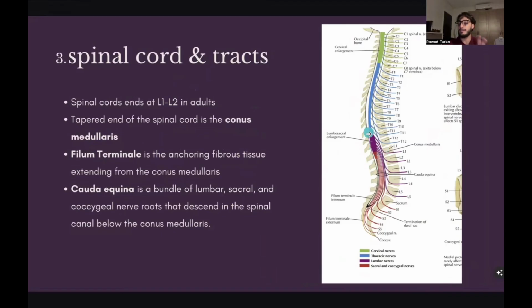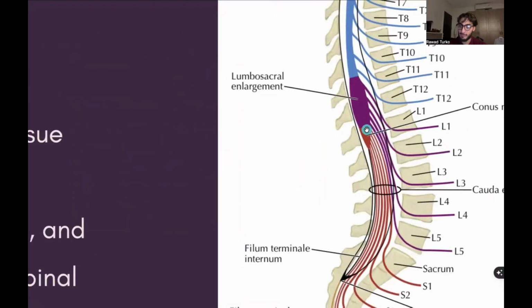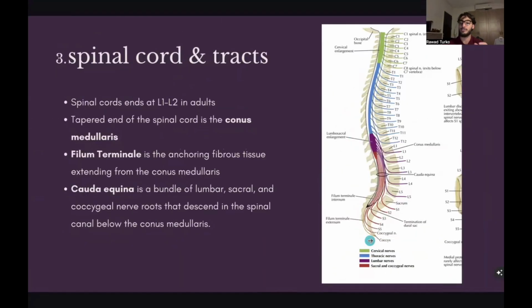From this tapered end of the spinal cord, you have a couple of different structures exiting. First of all, you have this sort of thin thing called the filum terminale. The filum terminale acts as sort of an anchor, so it's made up of fibrous tissue, and it's sort of anchoring the spinal cord to its place.